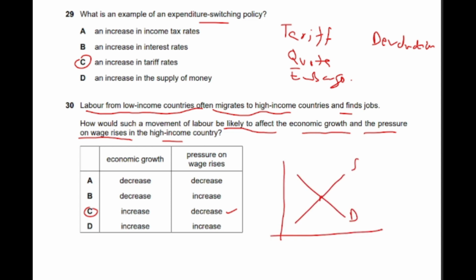So we can draw the demand and supply curve of labor. Initially the equilibrium wage rate is this much. When more people are coming into developed countries, then supply of labor will rise and it will shift to the right, and equilibrium will move to this point, and as a result wages will decrease. So the fall in wage rate will reduce pressure on the wage rise.